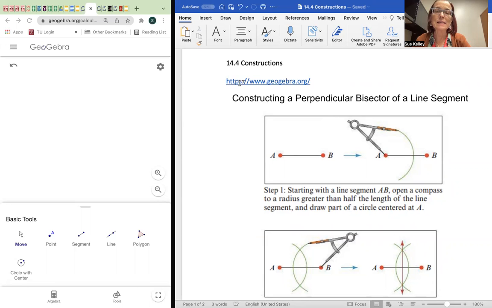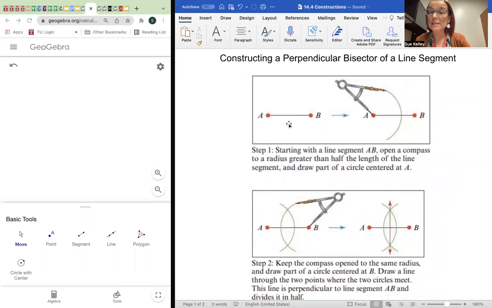So as I discussed in a previous video, you might want to go to GeoGebra, or you can follow along on these instructions that I have in your notes that talk about using a real compass and a ruler. But either way, whether you're following me on GeoGebra or you're following me with a physical compass, here we go with our construction of a perpendicular bisector.